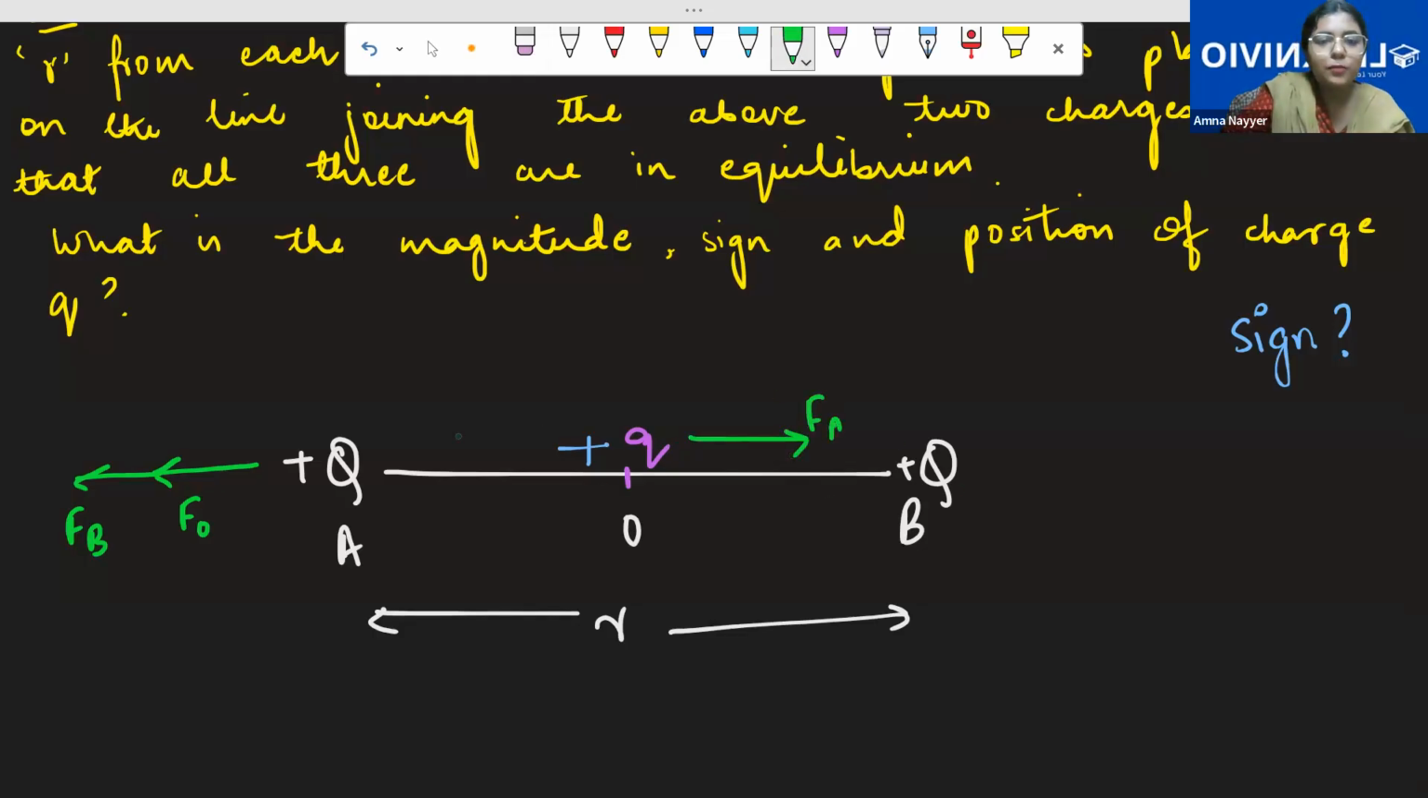And this B will also push this away. That is FB. Now coming to Q. Q, due to O, both are positive. It will be pushed away due to O. And this is also positive, so this will also be pushed away due to A.